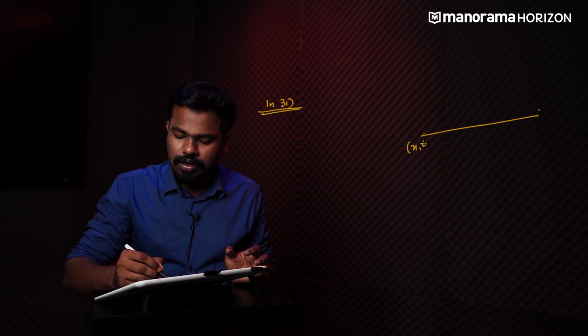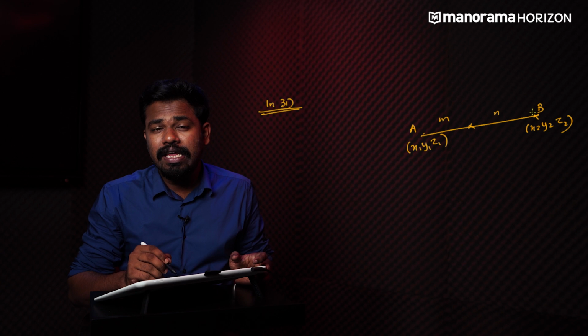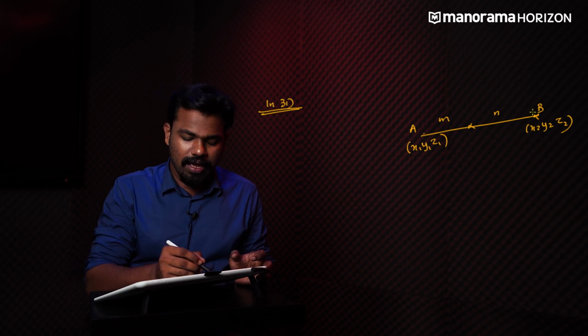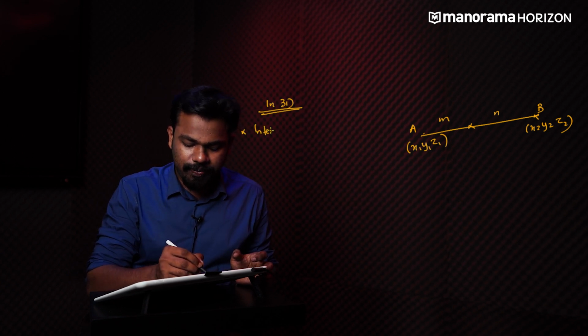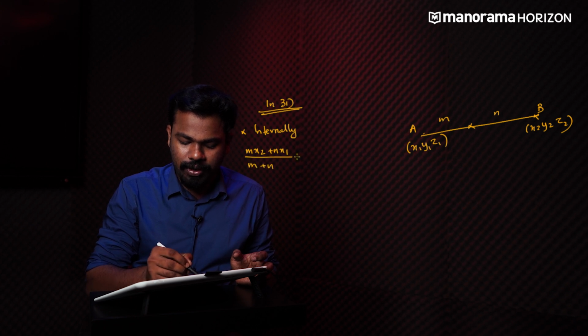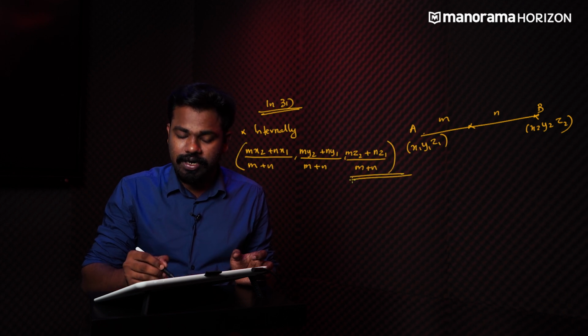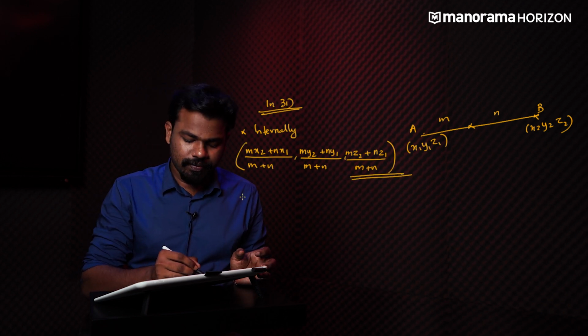So in 3D, when you are dividing 2 points, that is x1, y1, z1 and x2, y2, z2 in the ratio m:n. So here the points A and B are now divided in the ratio m:n in 3D. First I'm dividing it internally. So if it is an internal division, the coordinates will be (mx2 plus nx1) by (m plus n), comma, (my2 plus ny1) by (m plus n), comma, (mz2 plus nz1) by (m plus n). So this will be the coordinates of the point in internal division.